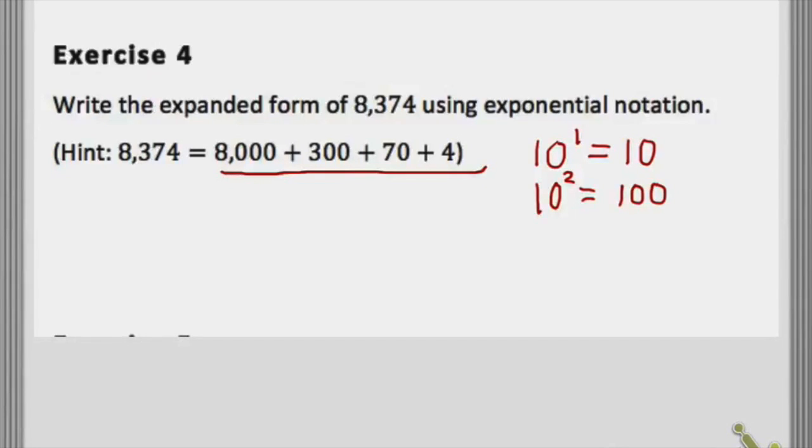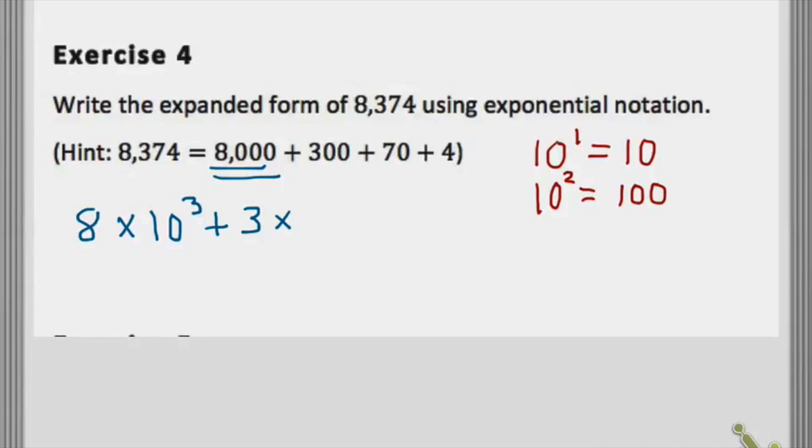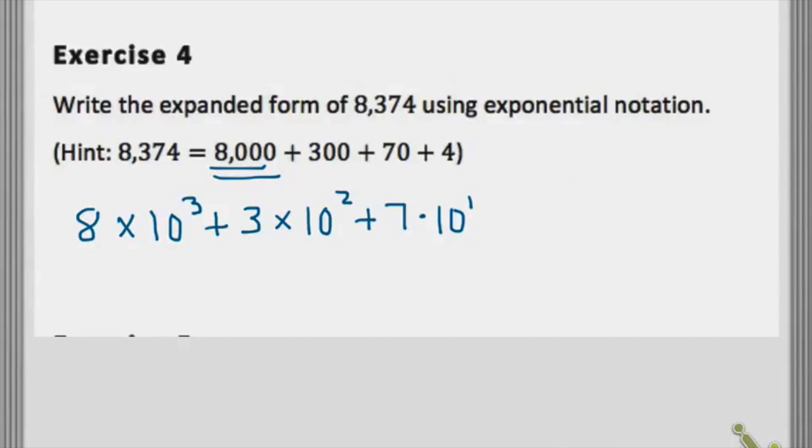So 8,000, let me just erase this line here, and we look at 8,000 being the same as 8 times 1,000, which is 10 to the third, plus 3 times 100, which is 10 squared, plus 70, and 70 is 7 times 10, which is 10 to the first, and then I need to give myself a little room here, and we have plus 4, and 4 is the same as 4 times 1, which is 4 times 10 to the 0 power. There's that 0 power being equal to 1.